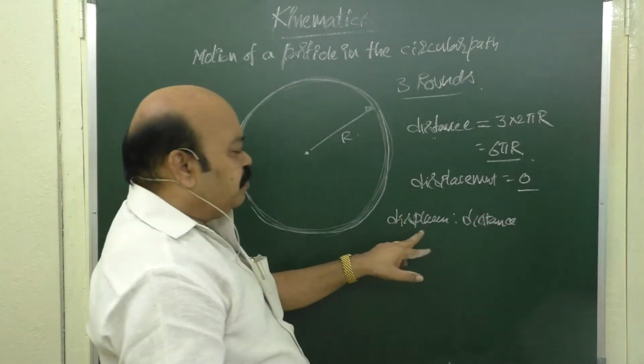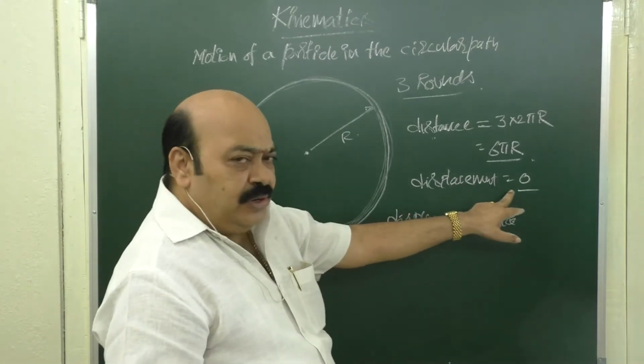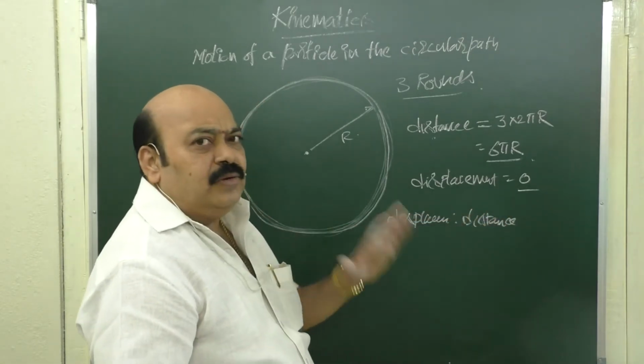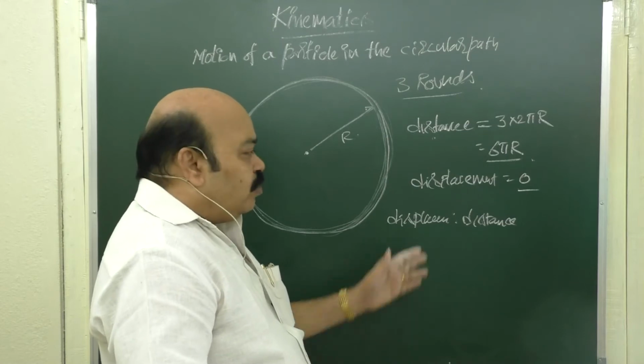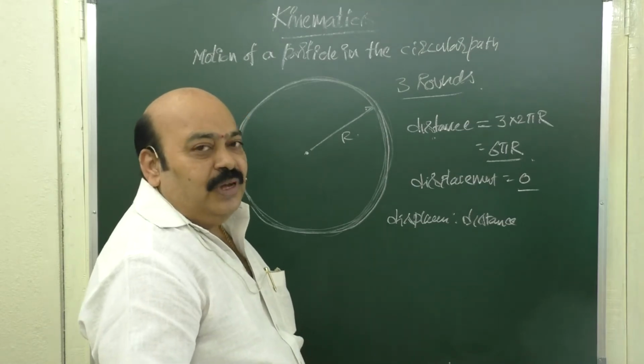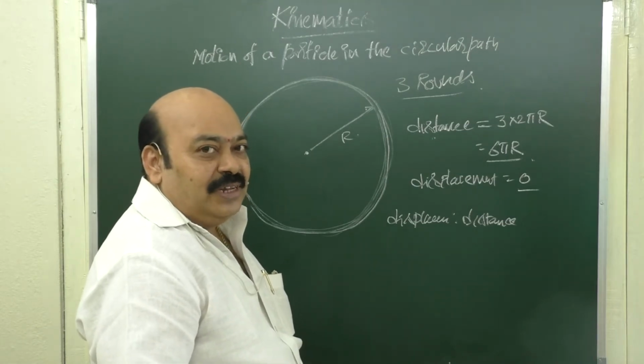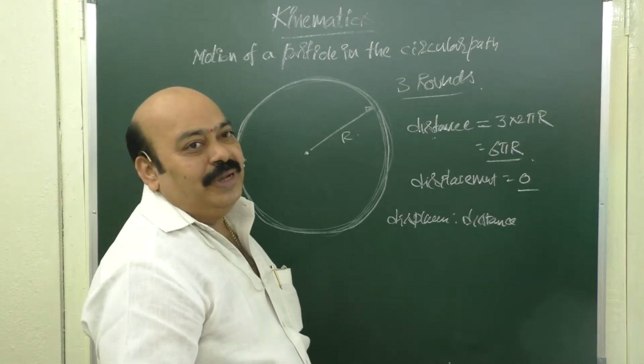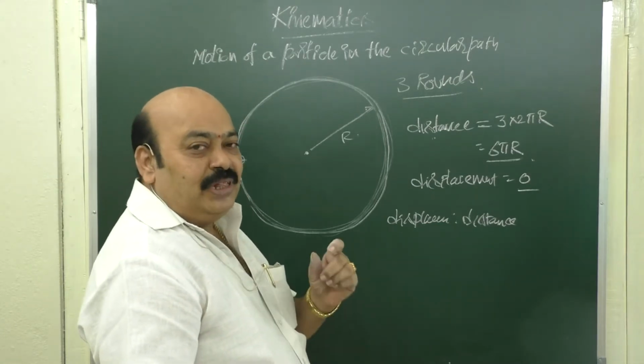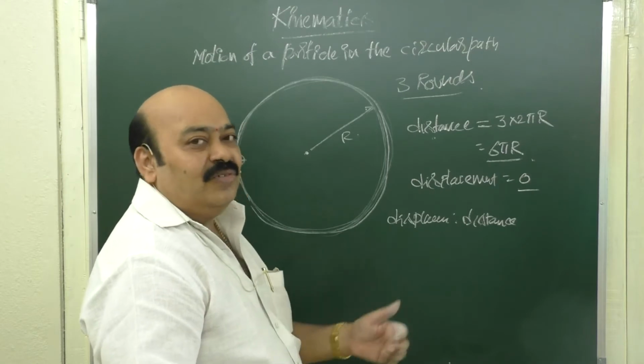Simply speaking, displacement by distance. Displacement is 0. 0 by anything is equal to 0. That's why you have to go for the option 0. If you have infinity in the options, some of you may get confused. So, be thorough with the question, then run for the solution.